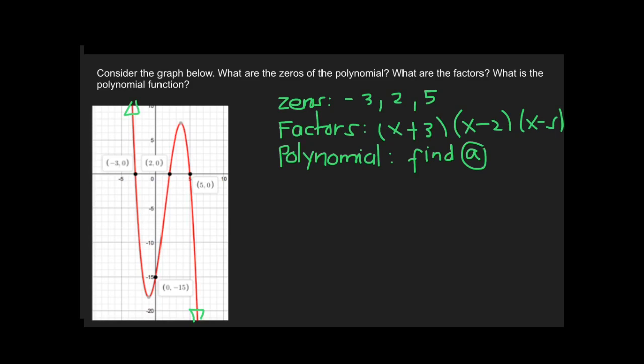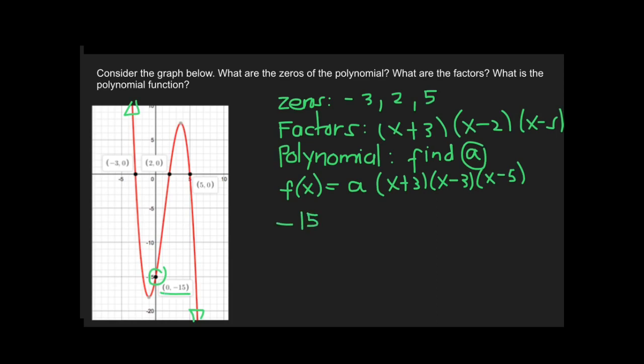So to find that, we'll create an equation in the form f of x equals, so build up your polynomial, but this time with a missing a, times the factored form x plus 3 times x minus 2 times x minus 5. Okay, so your hint is your a should be a negative value because the graph is going down from left to right. So we're going to use this point here, which is your y-intercept, and plug this point into our function. So take note, f of x means y, so the y value of this is -15.